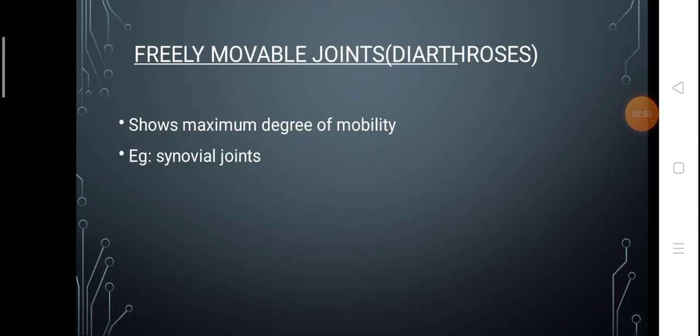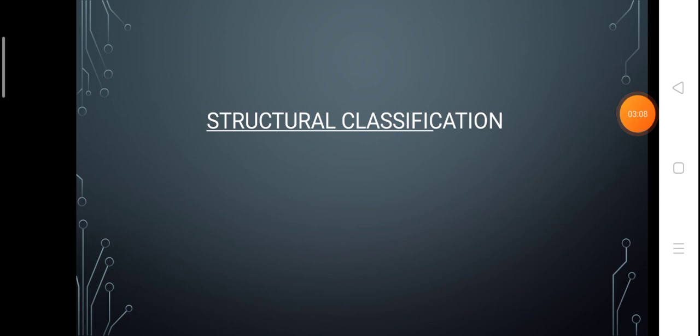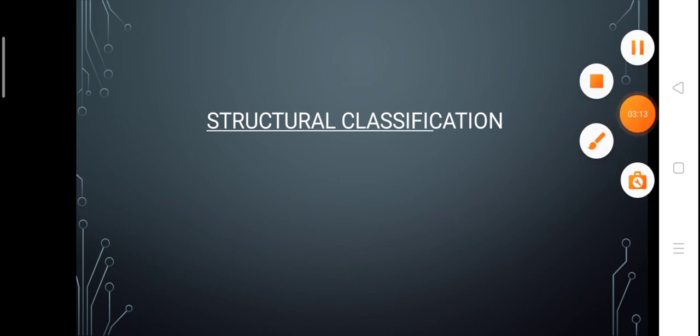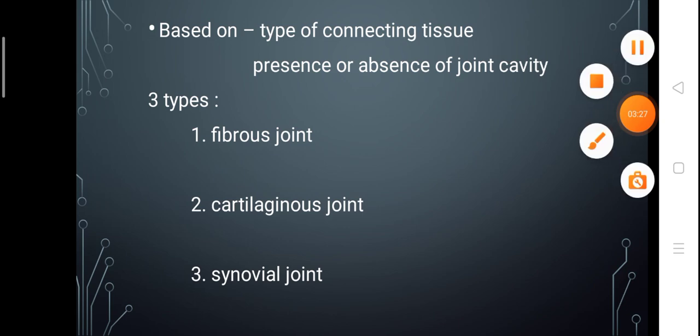And regarding freely movable joints, in that you have synovial joints such as the elbow joint and shoulder joint. This is otherwise known as diarthrosis. Now regarding the classification based on structure, structural classification is based on the type of connective tissue and the presence or absence of a joint cavity. So here we can divide joints into fibrous joint, cartilaginous joint and synovial joint.